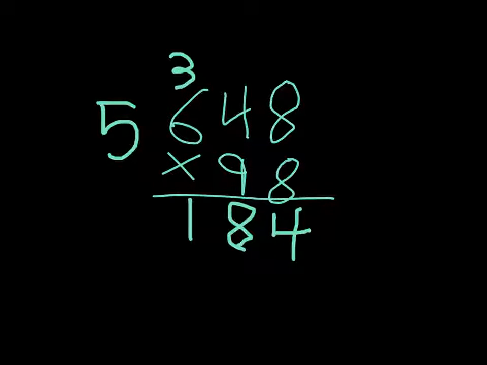Then we can just bring the 5 right down here and put it in front of the 1. Gives us 5,184. And now we can cross out this 3 up here.